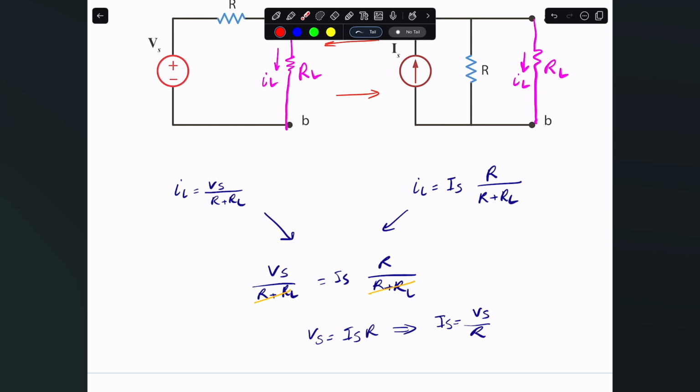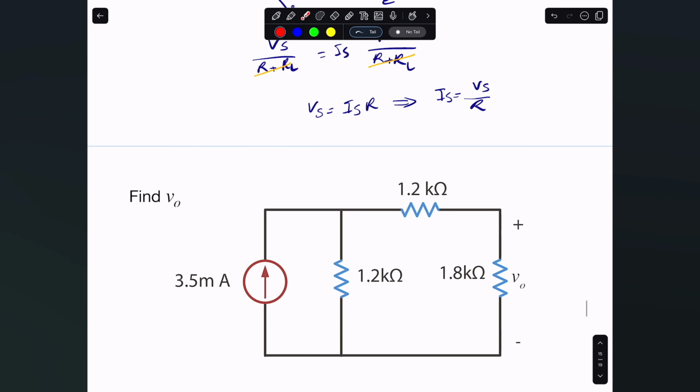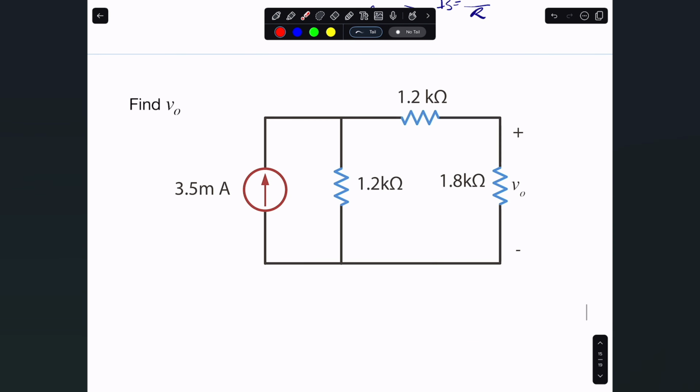Alright, so now we know how source transformation works. Let me show you an example of how to use it very quickly. So here's a circuit, and in this particular circuit we were asked to compute V0. Of course, there are multiple ways to solve it. You can say this is my reference node, figure out what this node voltage is, and based on that use voltage division. You can definitely do that, or maybe write mesh currents. That's fine. But another tool is the following.